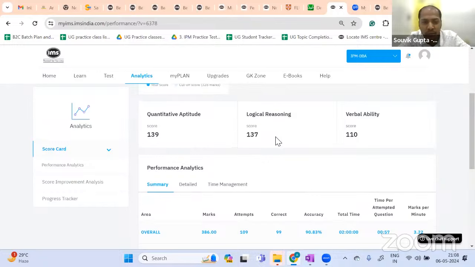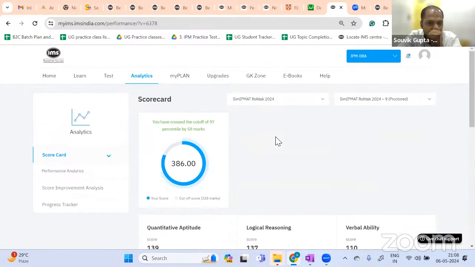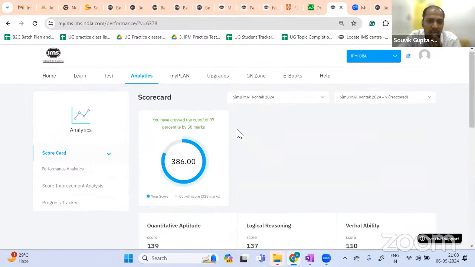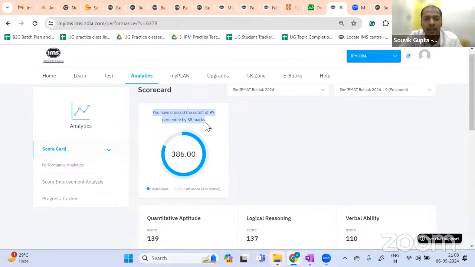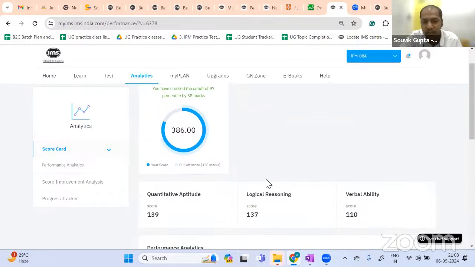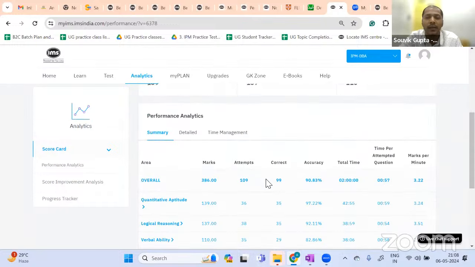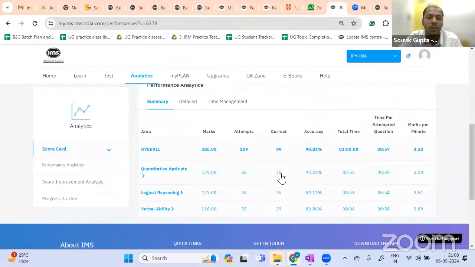There is no sectional cutoff over here. So I'm scoring a 386, and the cutoff is 328 marks. I've crossed the cutoff by a healthy 58 marks. I'd be happy with that. However, I realize that I could score maybe around 8 marks more in the quant section.